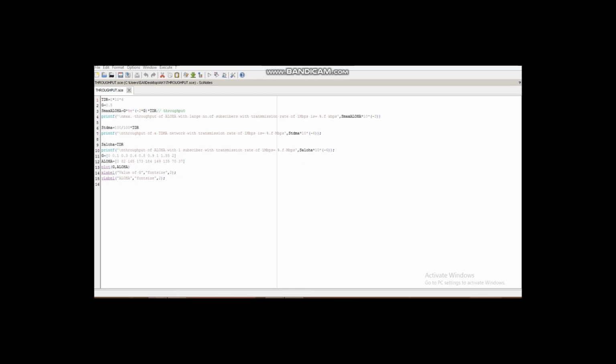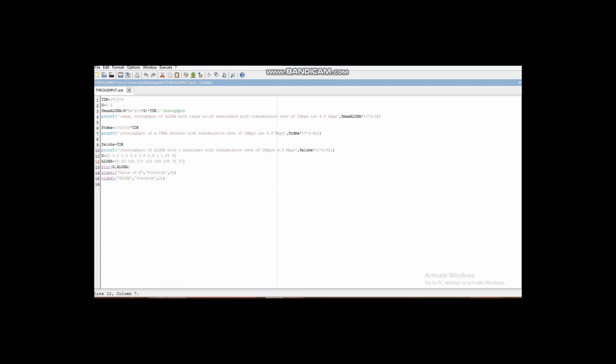Now we have studied what throughput of pure and slotted Aloha means. So let's do an experiment on it. The objective of this experiment is to understand the concept of the Aloha principle, and the expected outcome is to make the communication system more reliable and economical, which can be done by extending the concept to various domains of communication.